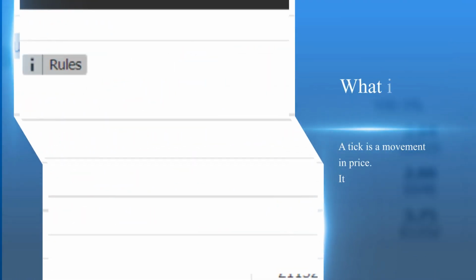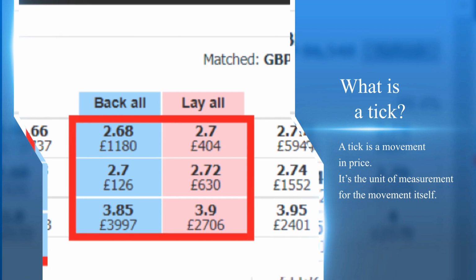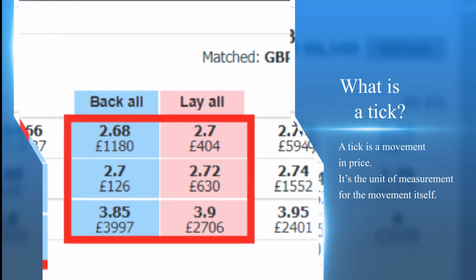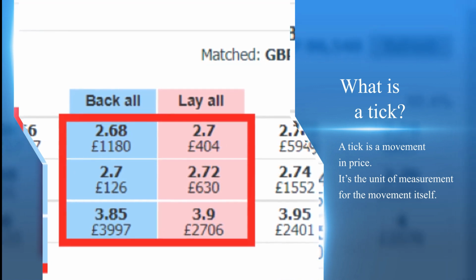In this video, we're going to look at what is a tick. You'll hear the word tick used a lot in trading, and if you're new to trading, you won't have a clue. Well, in its basic form, a tick is a movement in price. It's a unit of measurement for the movement itself.